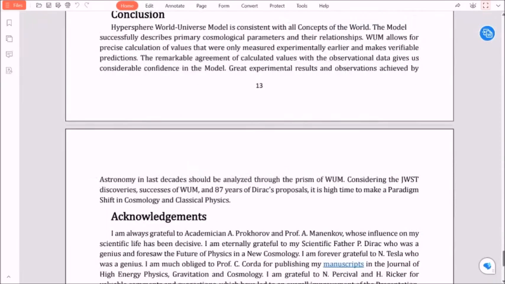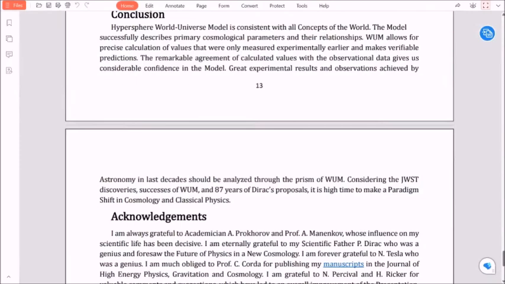Conclusion. Hypersphere World-Universe Model is consistent with all concepts of the world. The model successfully describes primary cosmological parameters and their relationships. WUM allows for precise calculation of values that were only measured experimentally earlier and makes verifiable predictions. The remarkable agreement of calculated values with the observational data gives us considerable confidence in the model.